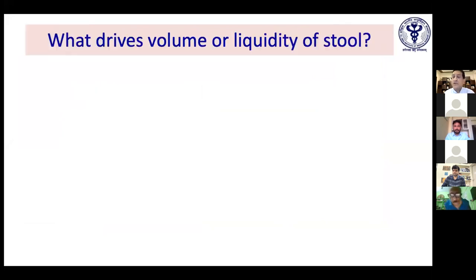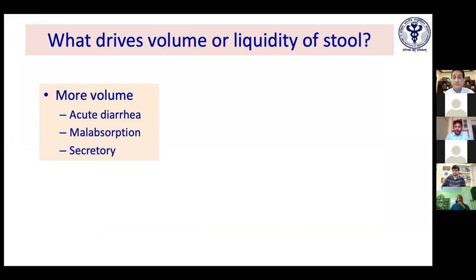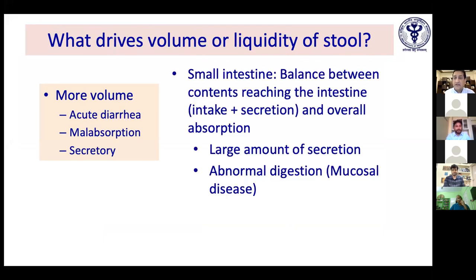Coming to what drives the fluid or liquidity of a stool. We all know that liquidity of stool occurs because of volume secreted in the small intestine in conditions of acute infective enterocolitis, it can be because of malabsorption, and also because of secretory disorders, disorders of hormonal release, which can lead to a lot more water secretion in the small intestine. And it has a very special characteristic. I'll come back to that in a minute.